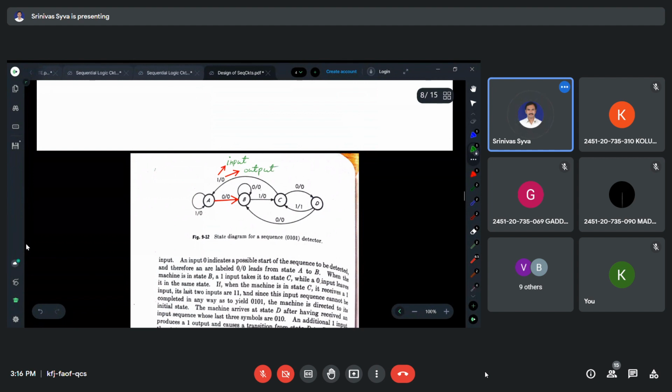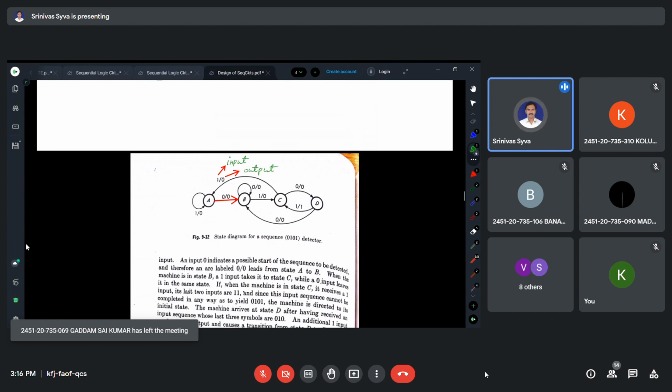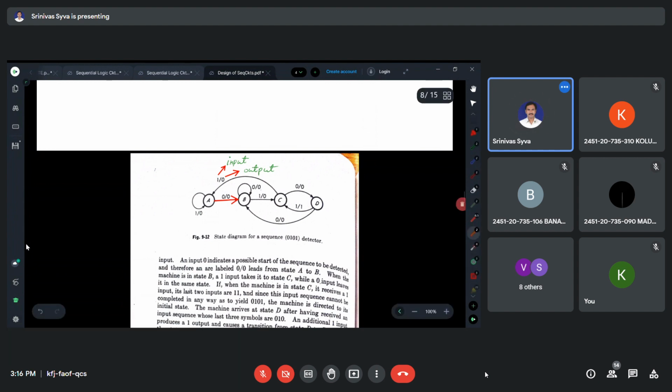Okay, so the transition is indicated by this arrow mark. Along with the arrow mark, the input and output bits are shown. First I am considering this one. So here, this is input 0 in this case. So here input is 0.